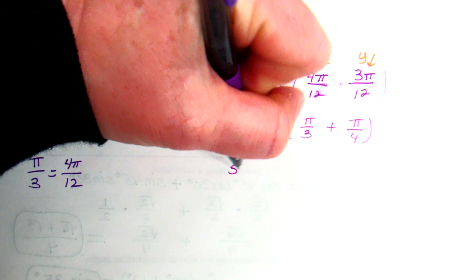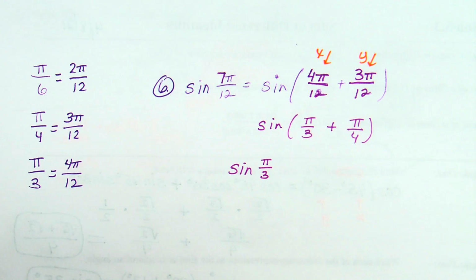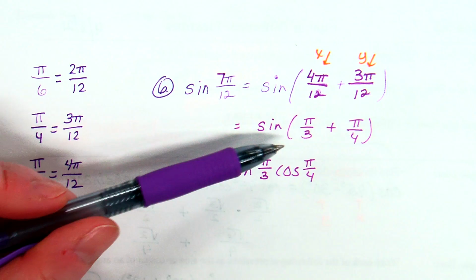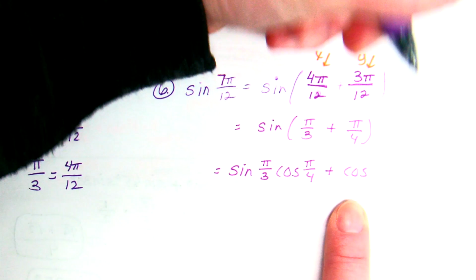So, okay, how does the sine identity read? Sine of x, so sine of pi over 3, times cosine y, so cosine of pi over 4. In the sine identity, do I use the same sign or the opposite sign? Same sign. So it was sine x, cosine y, and now it's going to be cosine x, so cosine of pi over 3, times sine of y, so sine of pi over 4.